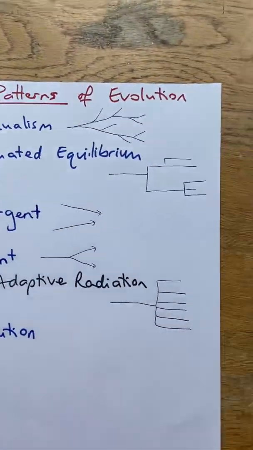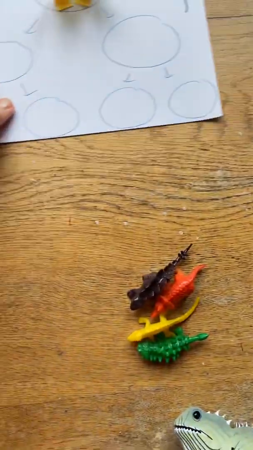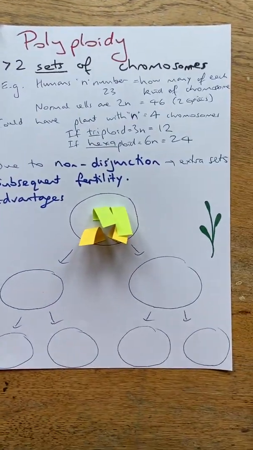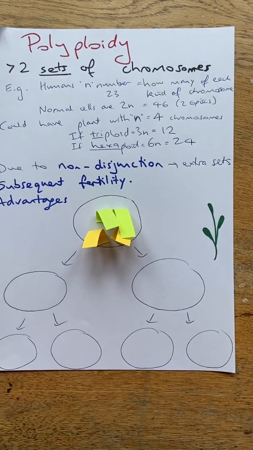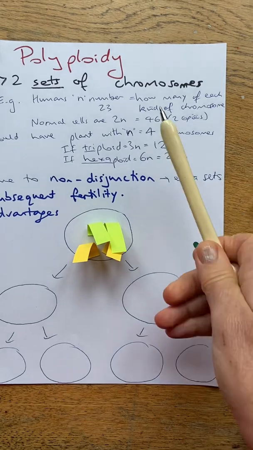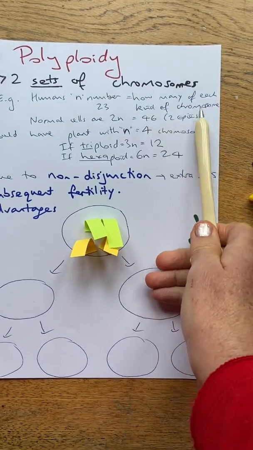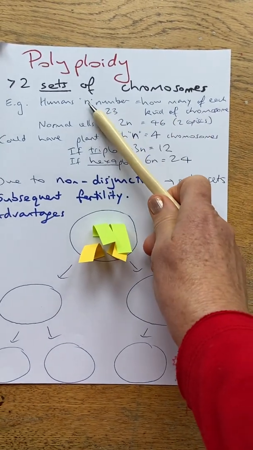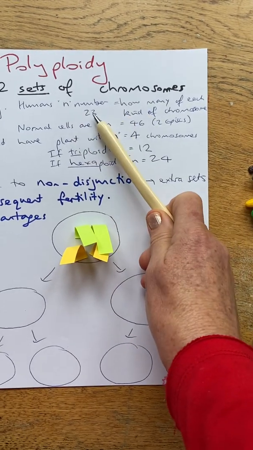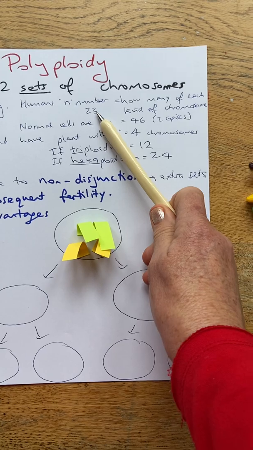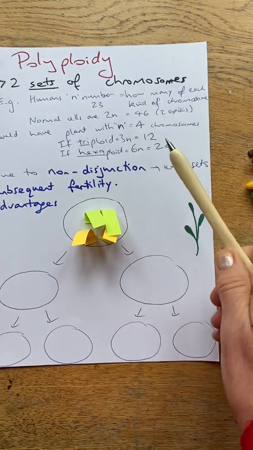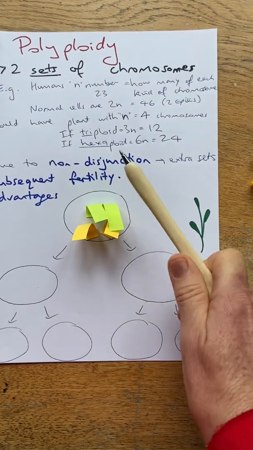And finally, we're going to quickly do polyploidy. Sorry this video is so long. So polyploidy is basically more than two sets of chromosomes: 3, 4, 5, 6. And a set of chromosomes is how many of each kind of chromosome you have. So humans are N number, which is the number of one of these sets. We have 23. And normal cells are diploid, 2N, and so we have 46. We have 2 copies of all of our 23 chromosomes.